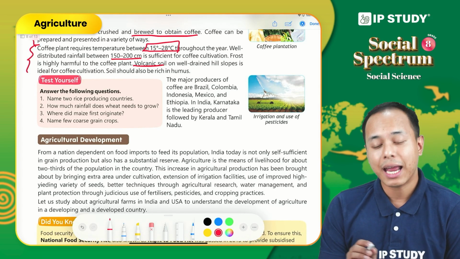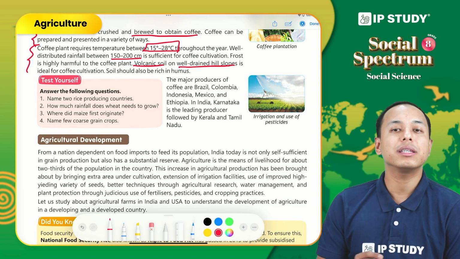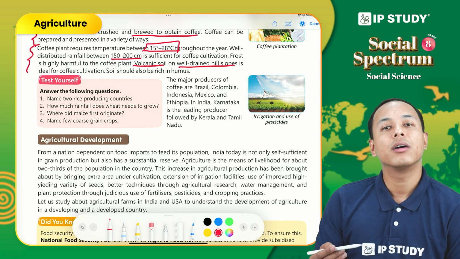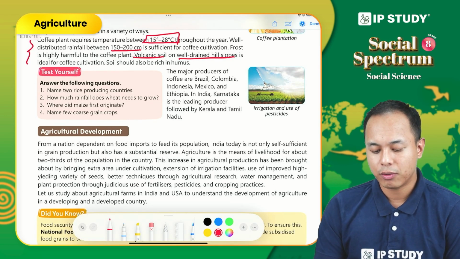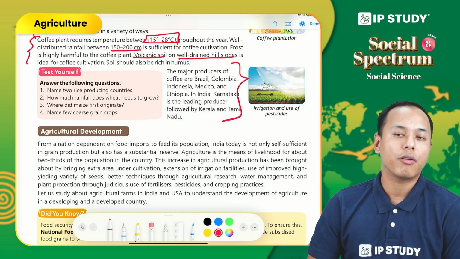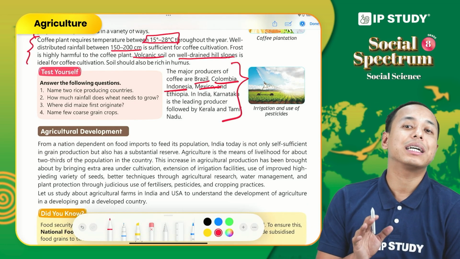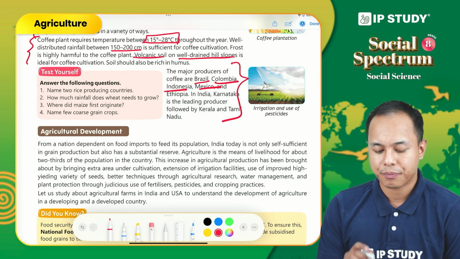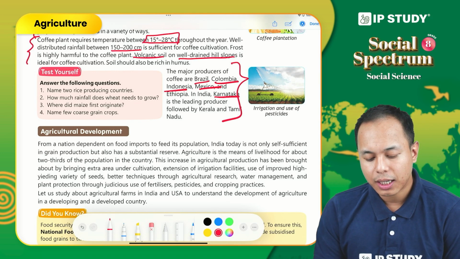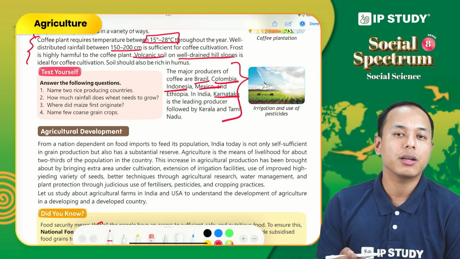Volcanic soil and well drained hill slopes are also favorable for cultivation of coffee. If you look at the major producers of coffee, Brazil, Colombia, Indonesia, Mexico, Ethiopia, these are the leading coffee producers. In India, Karnataka is the leading producer of coffee.